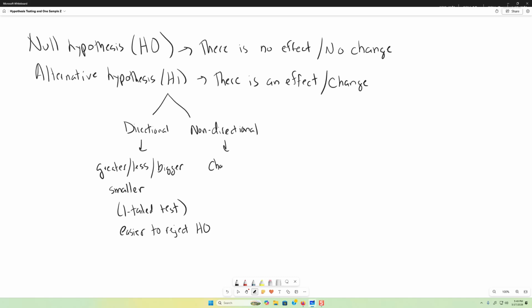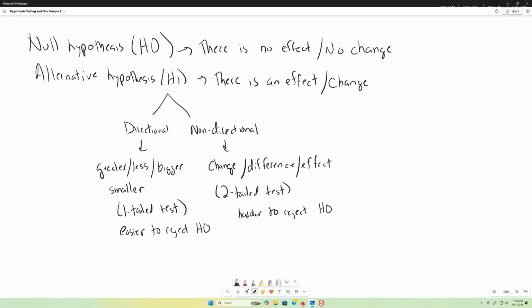Non-directional, we're going to look for change. You'll see the word change. You'll see the word difference. You'll see effect. So we're not indicating the direction of the change, the direction of the effect. We're just saying that there's a difference, or there's a change, or there's an effect. And this is two-tailed because we have to look in both tails. It could be greater or less than. Two-tailed test. This makes it a bit harder to reject the null because we have to account for both tails.